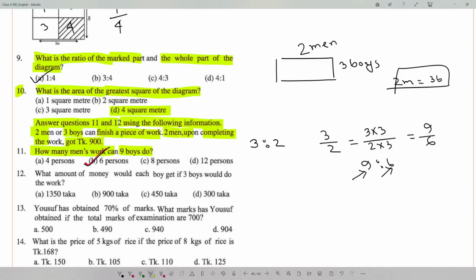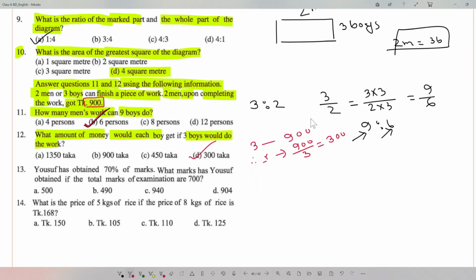Next question. What amount of money would each boy get if 3 boys would do the work? Look, here it is mentioned that once the work is complete they got 900 taka. It means if 2 persons work they get 900 taka, and if 3 persons work they also get 900 taka. So if 3 persons complete this work they will get 900 taka. So 1 person or 1 boy can get 900 divided by 3, it means 300 taka, right? So the answer is number D, 300 taka.